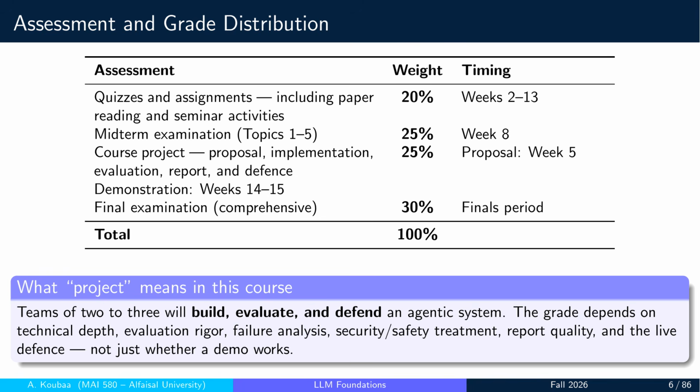Whether the demonstration works. It is not one of the 6. Why not? Because a demonstration that works once is not evidence. It is a single sample. As a consequence, a team that reports honest failures and measures them will score higher than a team that shows a polished demonstration and can't explain when it breaks.